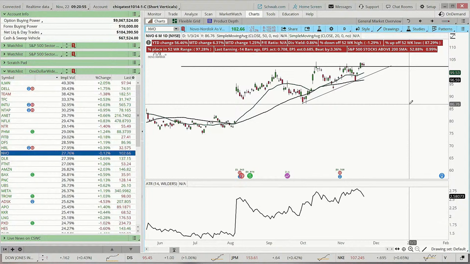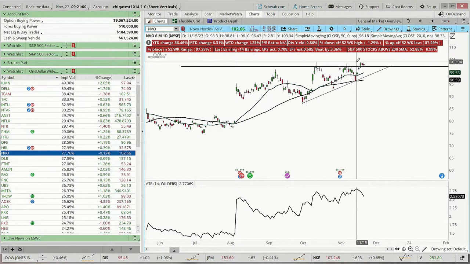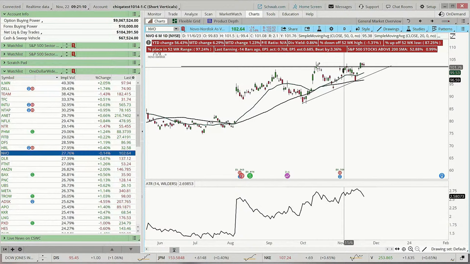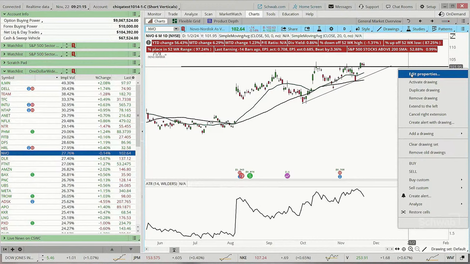We don't know that we're going to hit that target. In fact, right now we're coming back here and we're fading and we're touching it. So this would be situation one. If we wanted to do this stock right here, we could look at coming down here and selling a short put vertical below this resistance line, which again, I'm going to put a label on. Edit my properties, and let's show that over there on the left.